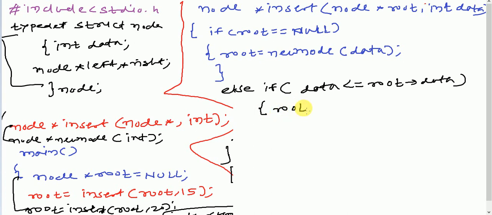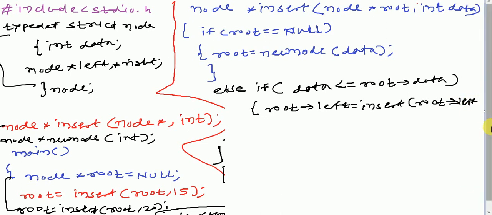So what we'll do here, then root of left is equal to insert. We'll call the same function again, insert root of left, comma data. So we are going for the left part of the tree. Okay, that's what we did. We'll see it in detail.